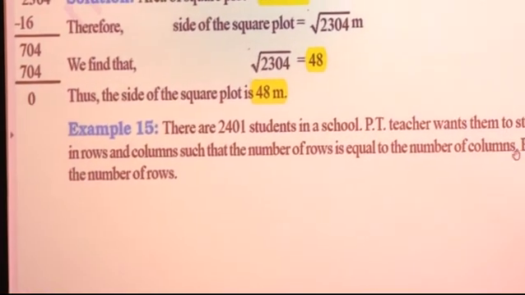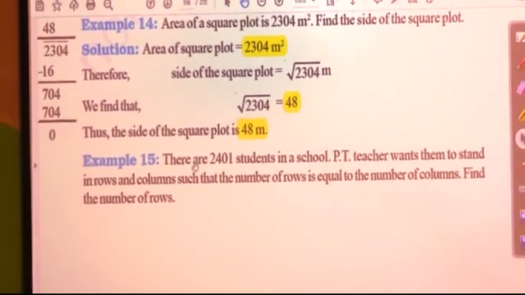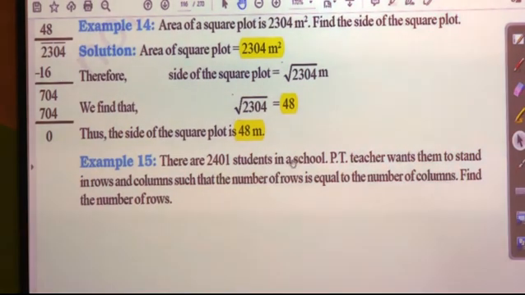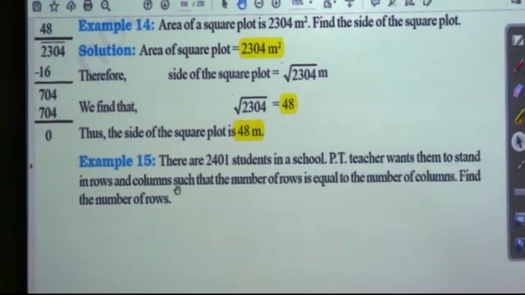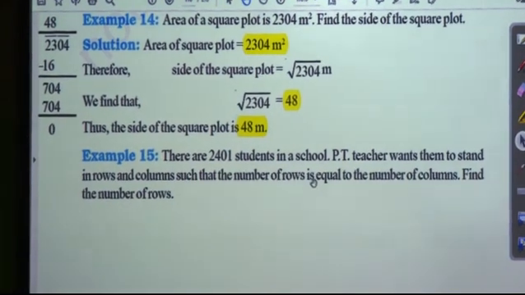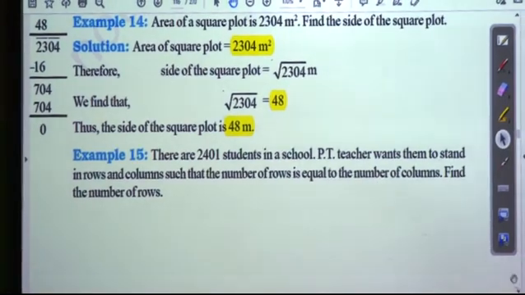In this example, it is mentioned there are 2401 students in a school. The PT teacher wants them to stand in rows and columns such that the number of rows is equal to the number of columns. Find the number of rows.